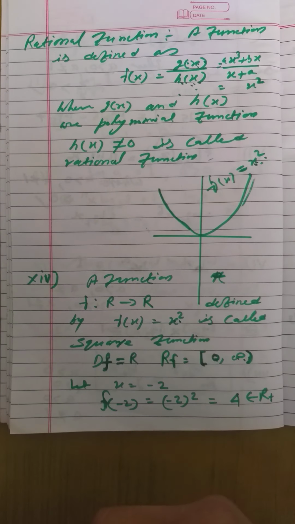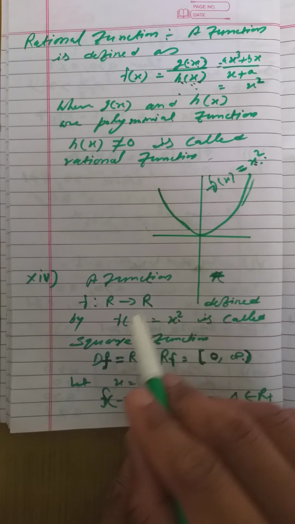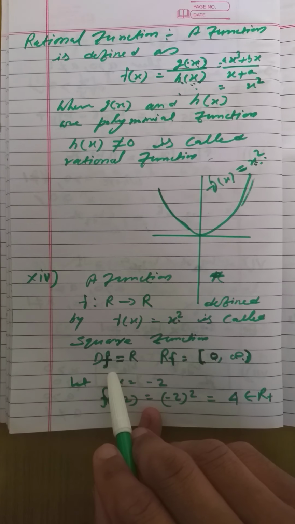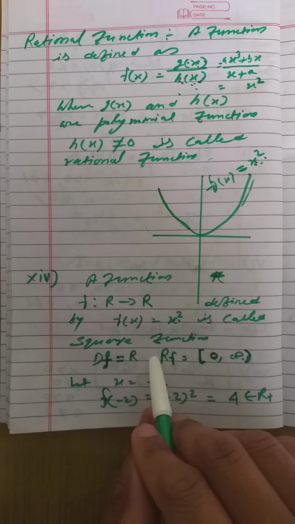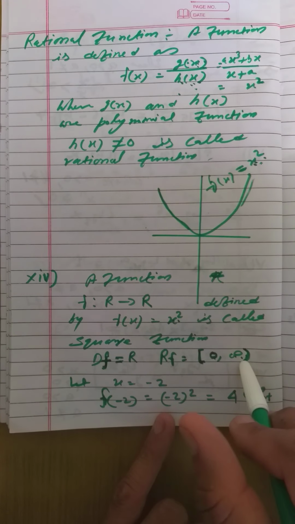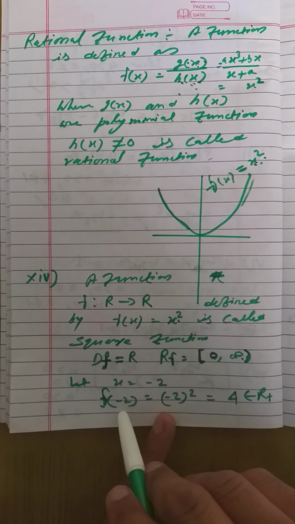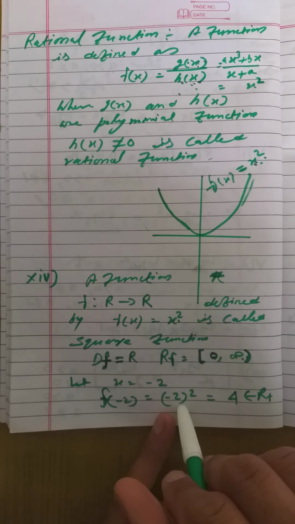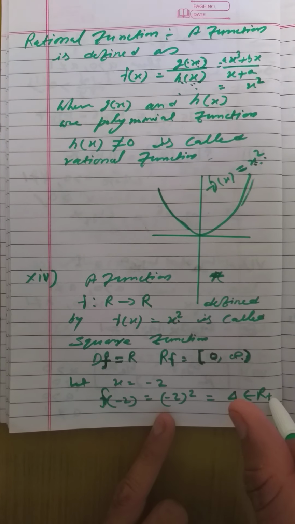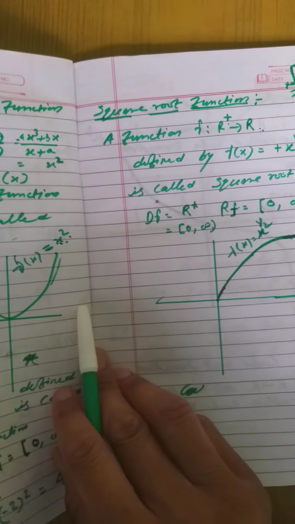Now the next function, square function. A function f from R to R defined by f(x) equals x square is called a square function. Its domain will be any real number and its range will only be positive real numbers, closed interval 0 to infinity. Let x equal minus 2, f(minus 2) equals minus 2 whole square equals 4, which belongs to positive real numbers.